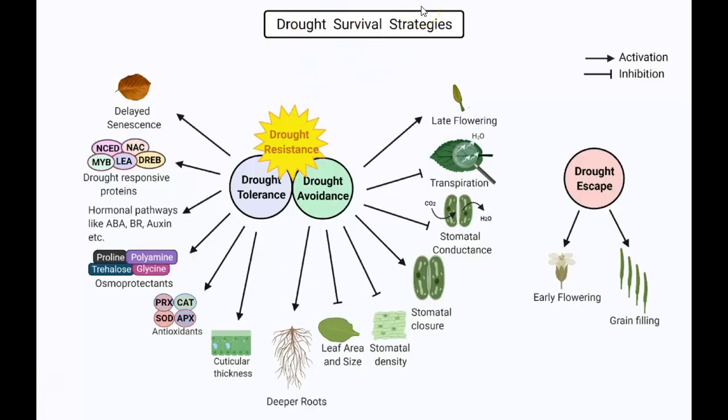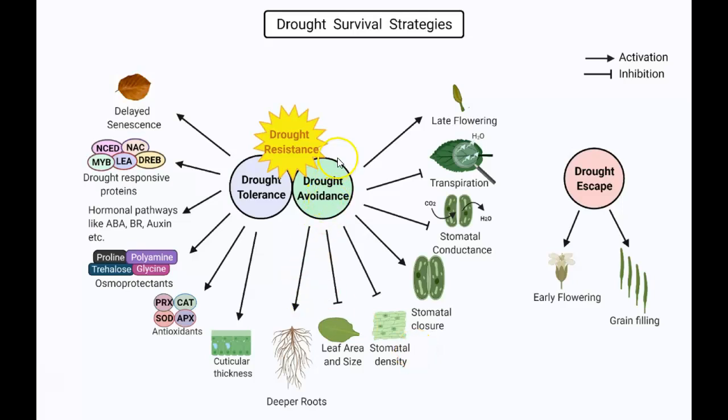Drought survival strategies: as I have discussed while we were discussing stress survival or resistance, there are two strategies. First is the drought avoidance strategy, second is the drought tolerance strategy. In the drought avoidance strategy, there is late flowering, so they will activate late flowering. Then there will be a reduced rate of transpiration. How will they reduce the rate of transpiration? By reducing their leaf area, by closing their stomata, and by reducing the stomatal density. If there are fewer stomata, then there will be reduced water removal, and leaf area and size will also be reduced.